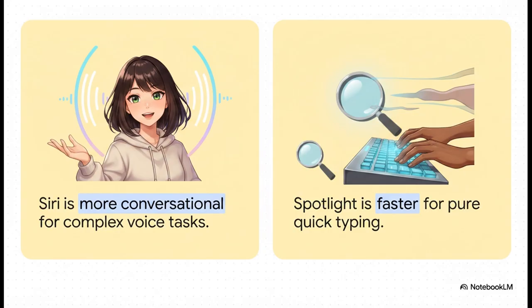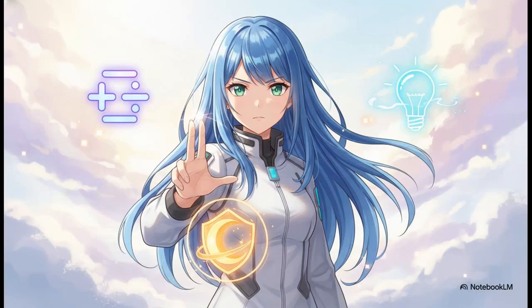Siri is totally brilliant as your conversational partner for complex queries, voice commands, and setting up tasks. But remember, Spotlight remains your rapid-fire typing launcher. Basically, if you just need to instantly open an app by typing its first 3 letters, use Spotlight. If you need a conversational, multi-step action, lean on Siri. Let's look at some serious pro features.